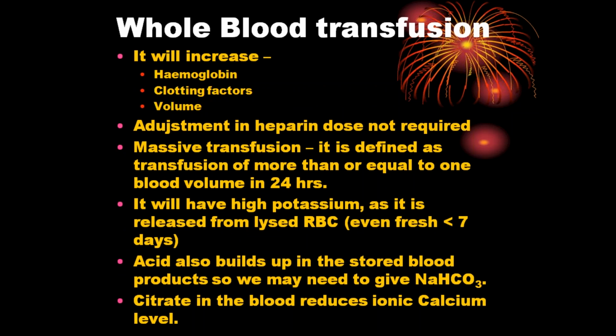It is to be given for a massive transfusion. It will have high potassium, which will be released from the lysed RBCs. Acid also builds up with the stored blood. So we will need to give soda bicarb, and citrate in the blood reduces the ionic calcium levels.